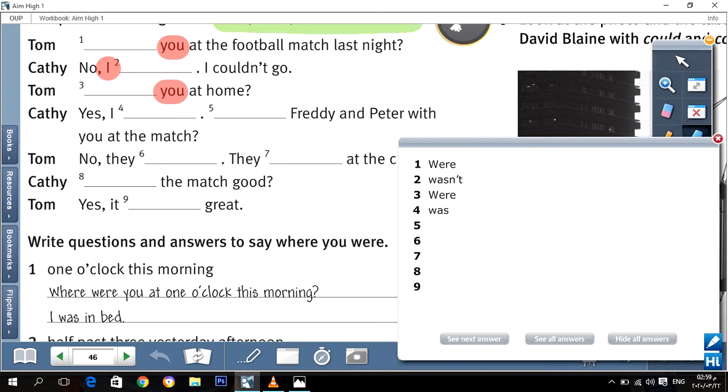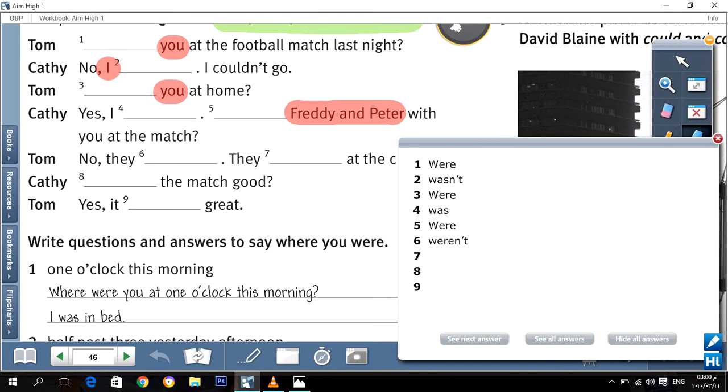Okay, but Kathy wanted to continue, asking Tom a question. The subject here is Freddie and Peter, two people, two persons. This is a plural subject, and that's why with plural subjects we always use was or were. Who can tell us? Yes, it is absolutely were. So, were Freddie and Peter with you at the match? asks Kathy. Tom answered, no, they. And with the answers, if you want to answer a question and the answer is no, then absolutely we need to use no, they weren't.